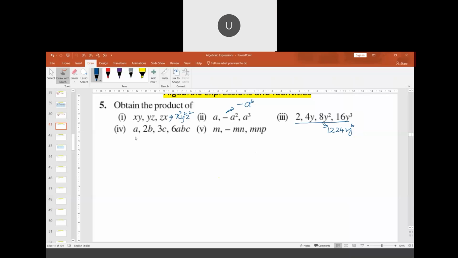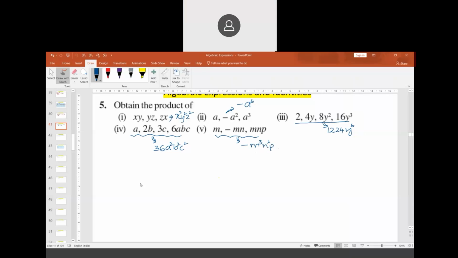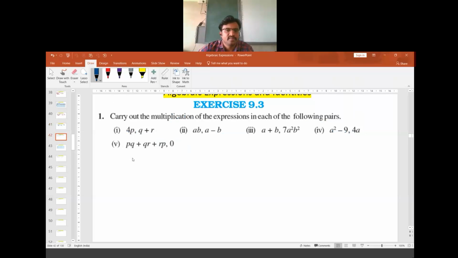For the fourth one, it is 36 times a square b square c square. In this, it's minus m cube n square p. So it's easy. Question 1 of exercise 9.3 is related to multiplication, but they have given multiplication of a monomial with a binomial.